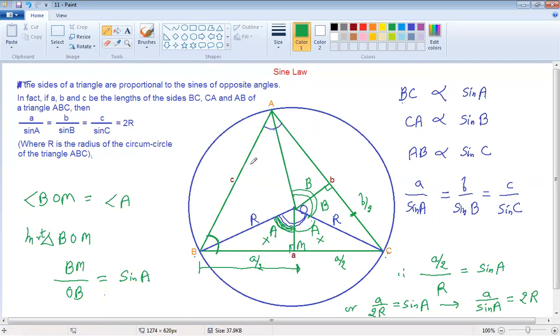And lastly, in the third triangle, this very angle is twice of this angle, that is twice C. And if we draw a perpendicular from O on AB, then this part is c by 2, and because this total angle is twice C, this is angle C, this is also angle C. In this way, from this triangle, we get small c upon sine of capital C also equal to twice R. So all these three quantities are equal to twice R. Is it understood?